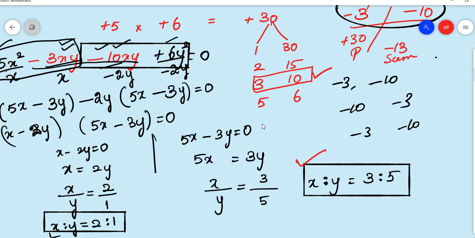So we have two answers for this sum. Do you understand, kids? So this or this, that is the final answer. This question is important.